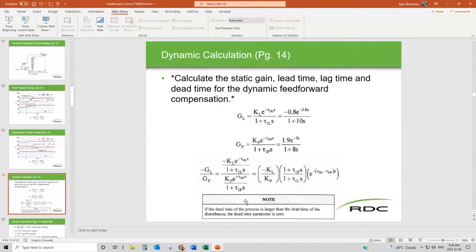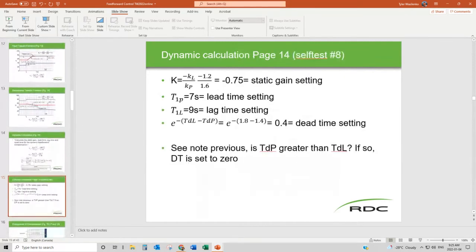One note here that you'll see in this block says, if the dead time of the process is larger than the dead time of the disturbance, the dead time parameter is 0. And I'll speak to that in the next slide. So let's put this together here.